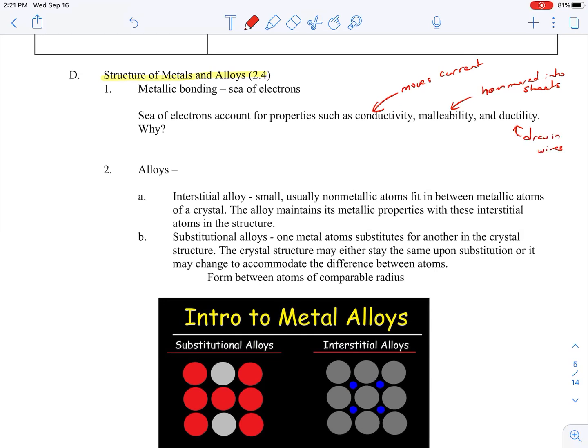So why do these seas of electrons create that? First of all, the conductivity: the electrons are all right there next to each other, so it's very easy to pass on charge or temperature, right? The energy of those particles, because they're right next to each other and they don't have to go through the nucleus to pass it on. All right, so our electrons are so close, it's easy to pass on.